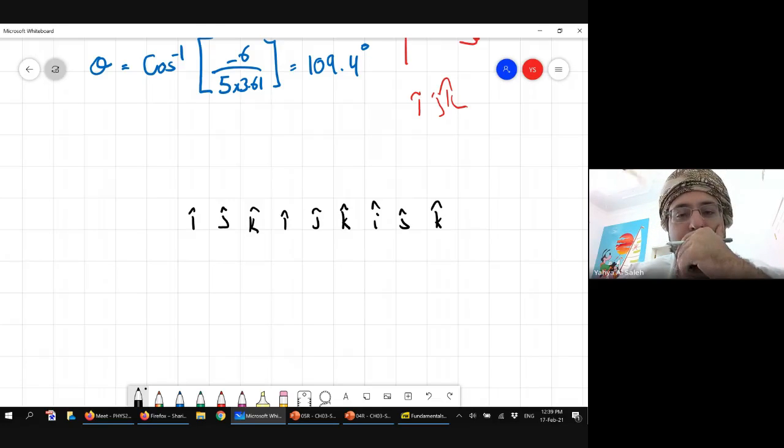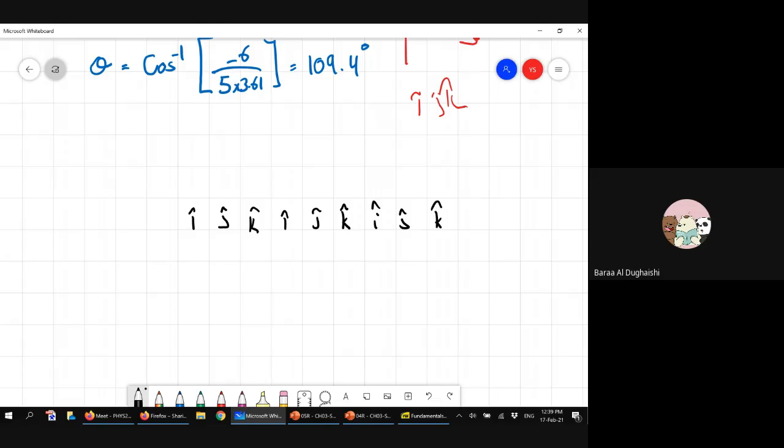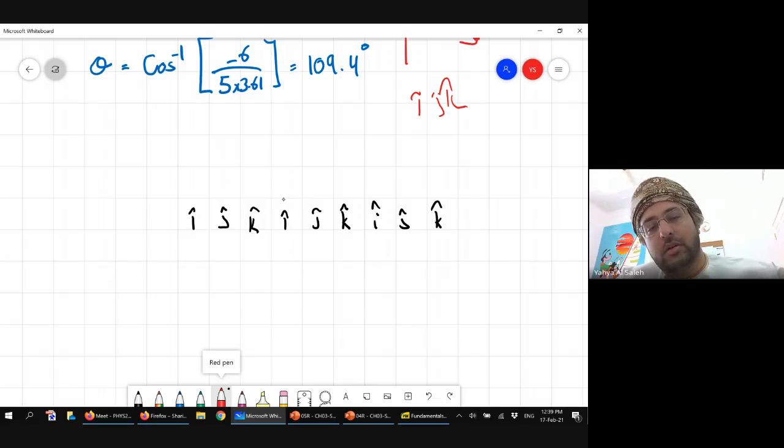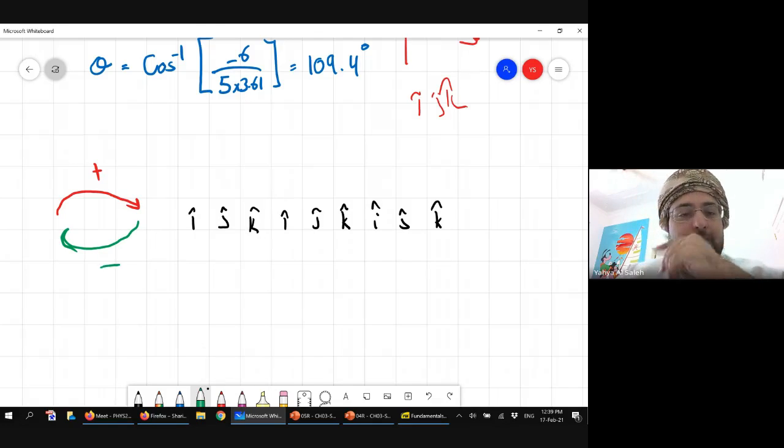Did you write them? Yes, Doctor. Okay. Here is the rule. Going this way is plus. Going this way is minus. So, what is i cross j?